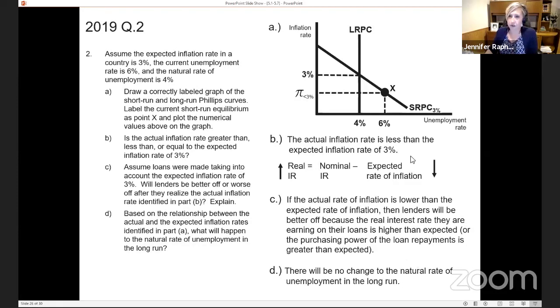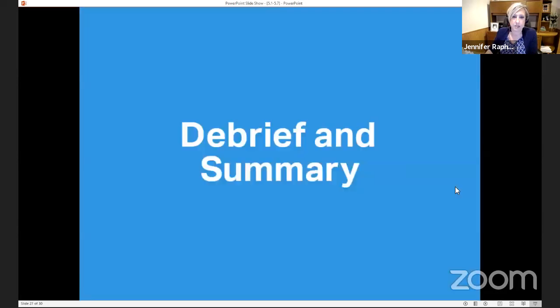All right, so those are two Phillips curve questions that really get you thinking about the relationship between expectations and actual inflation rates, connecting that to the macroeconomy, the short run trade-off between inflation and unemployment. And that brings us to the end of our Unit 5 review.